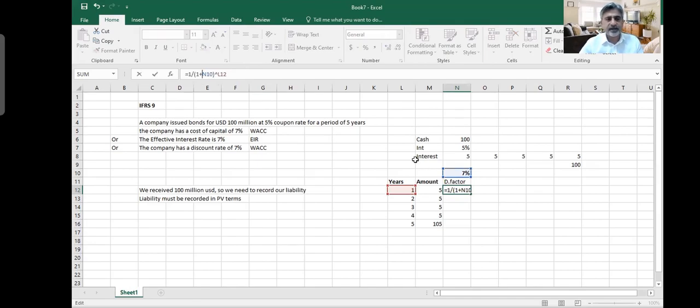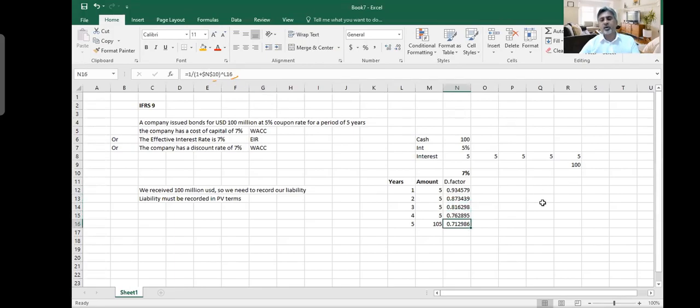You can take your cursor here, N10, and press F4. It will automatically lock the cell. Now when I copy paste the cells, you will see that everything is changing. Like if you see it is L12 and N10. So L12 will become L13, L14, L15, but N10 remains the same. So N10 I locked. These are my discount factors.